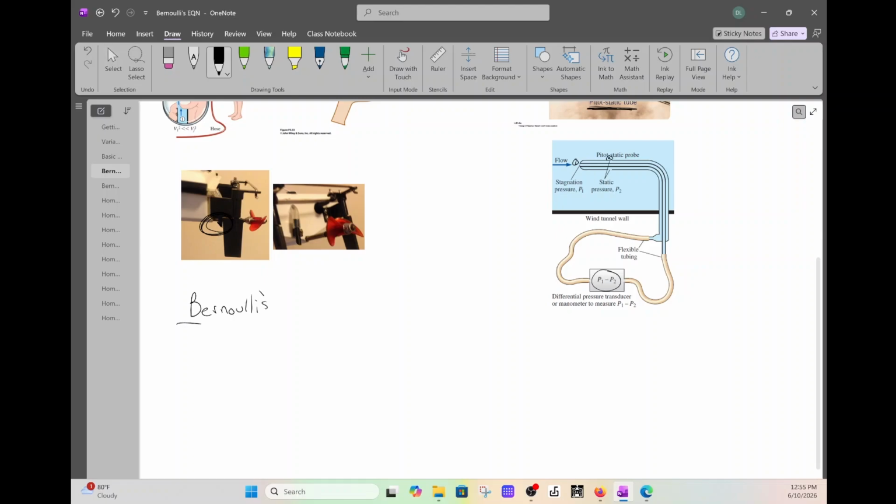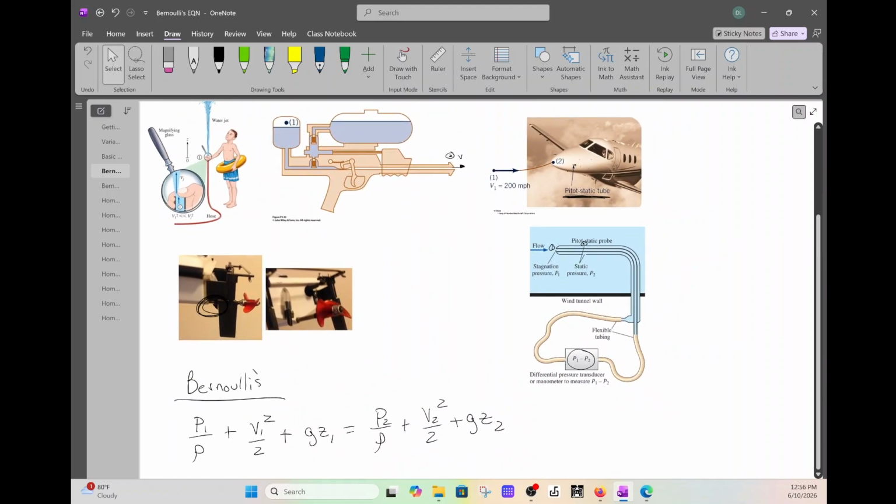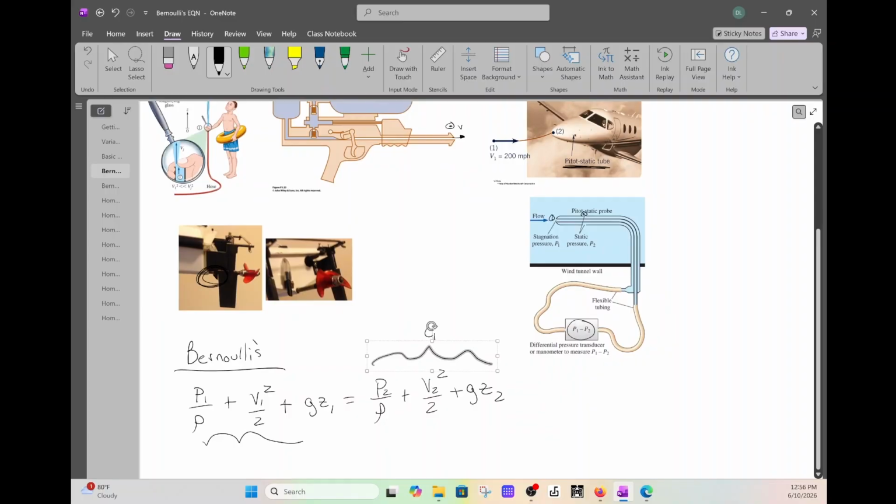So let's write it down. Bernoulli's: P1 over rho plus V1 squared over 2 plus g Z1 equals P2 over rho plus V2 squared over 2 plus g Z2. So when we're dealing with Bernoulli's, we're going from one state to the next state. So state 1 to 2. And you notice a lot of these have state 1 and state 2. So what does that mean? That means that this number, C1, a constant, will equal this number over here. Okay?